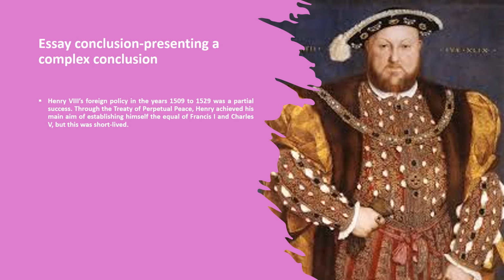As I said in the previous slide, once Charles V was elected Holy Roman Emperor, he was duty-bound to reclaim Habsburg territory lost in Italy, and this inevitably led to war between France and the Holy Roman Empire, and this dismantled or basically caused Henry's Treaty of Perpetual Peace to unravel. At times, Henry achieved his aims of military success and gained territory, but these territorial gains were limited.